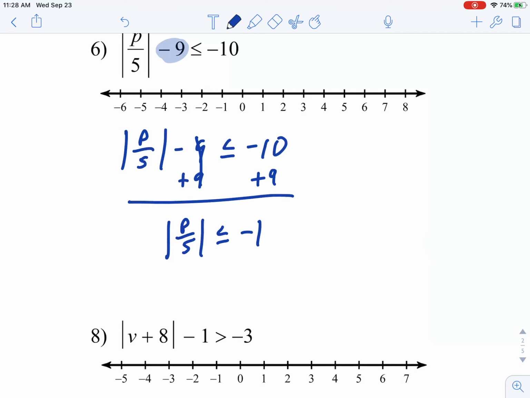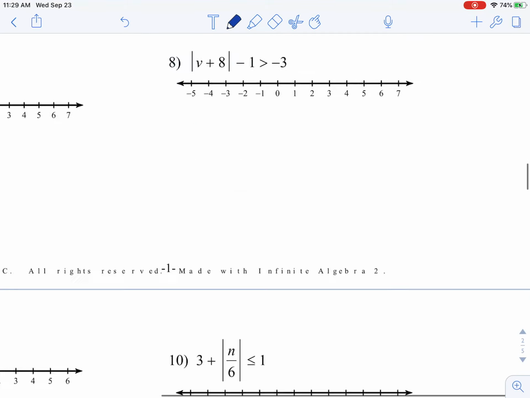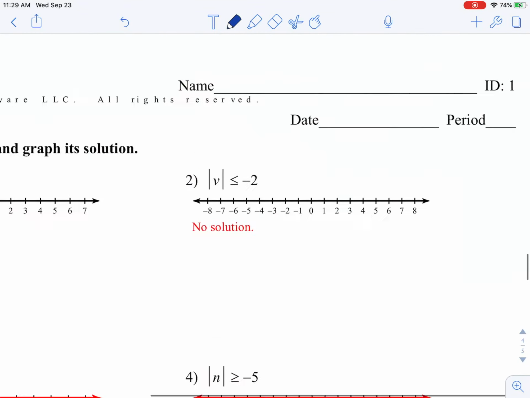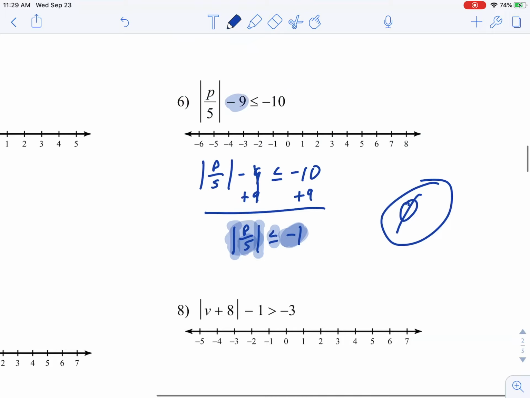Now I can stop. Is it possible for an absolute value to be less than -1? No. You might be saying, well, what about the over 5? That's inside the bars, so that's irrelevant. It's still the fact that we're trying to say that a positive number is less than a negative number, which is impossible. No solution, no graph. Check number 6 here just to make sure. No solution, no graph. Number 8.